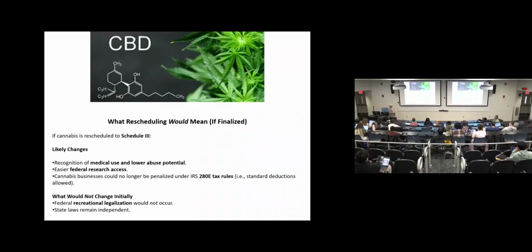Okay, so what would it mean if it's rescheduled to Schedule 3? There would be a recognition of medical use and lower abuse potential, easier federal research access, and the cannabis businesses would no longer be in a difficult situation with the tax laws and everything else. So it would actually facilitate a few things.